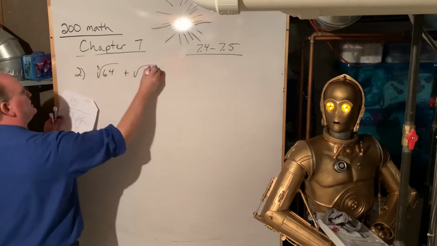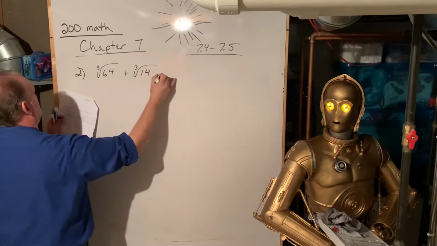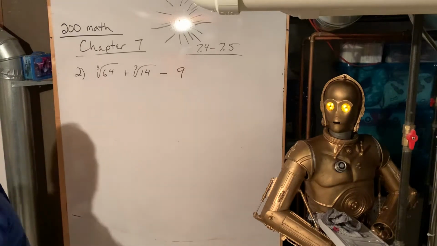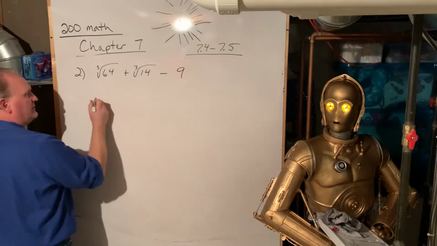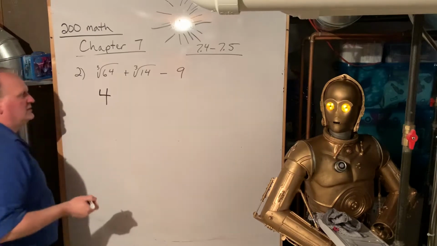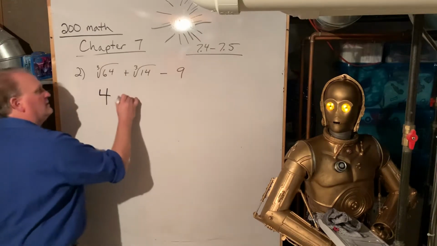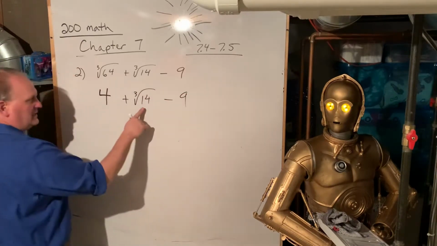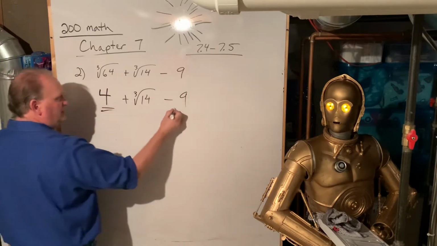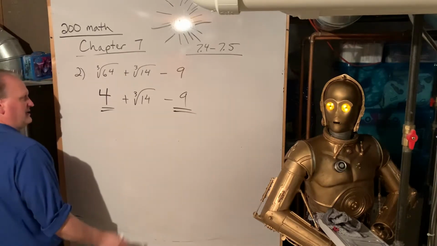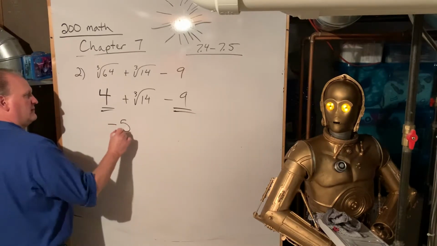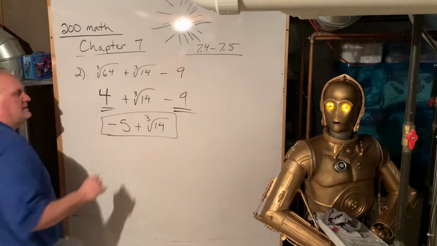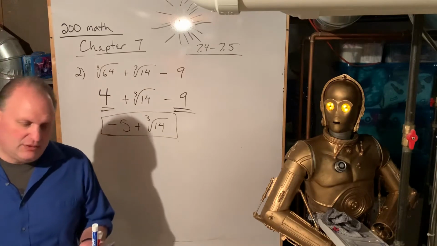the cube root of 64 plus the cube root of 14 minus 9. Well, okay, so this one, the cube root of 64, that's a perfect cube already. We don't have to split it. It's just 4. 4 times 4 is 16 times 4 is 64. Plus the cube root of 14 minus 9. And so we can't do anything with the cube root of 14, but we can put the negative 9 and the positive 4 together. Get negative 5 plus the cube root of 14.